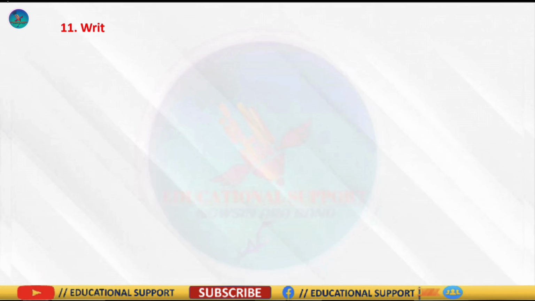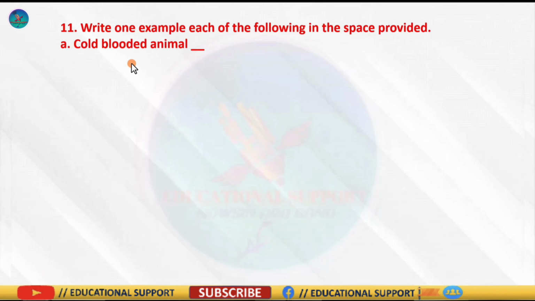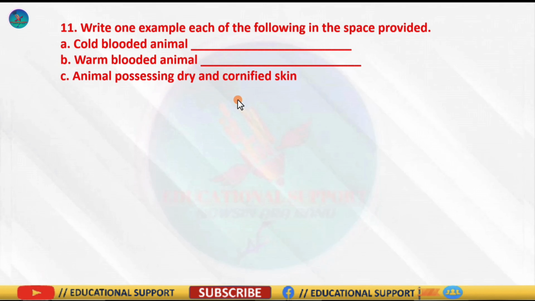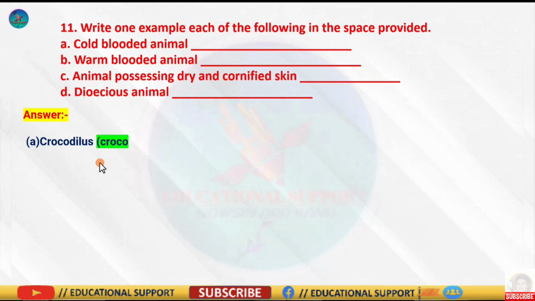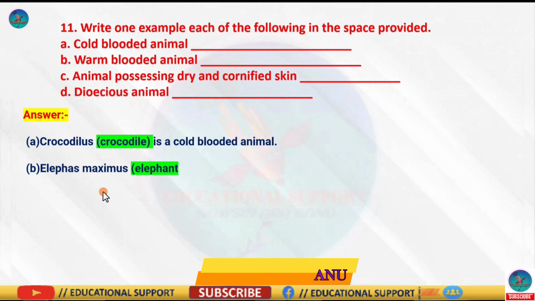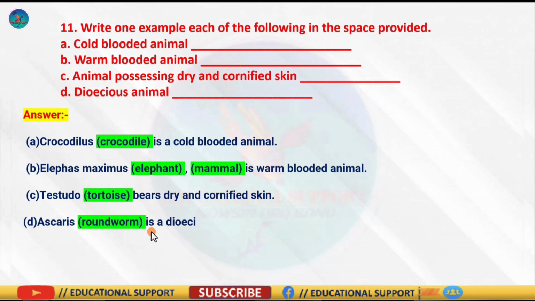Question number 11 is, write one example each of the following in the space provided. Cold-blooded animal, warm-blooded animal, animal possessing dry and cornified skin, dioecious animal. Option A: Crocodilus, that is crocodile, is a cold-blooded animal. Option B: warm-blooded animal is Elephas maximus, that is elephant. Option C: animal possessing dry and cornified skin, that is Testudo, tortoise, bears dry and cornified skin. Option D: dioecious animal, that is Ascaris, roundworm, is a dioecious animal.